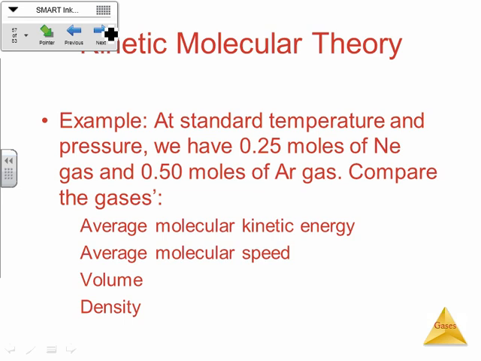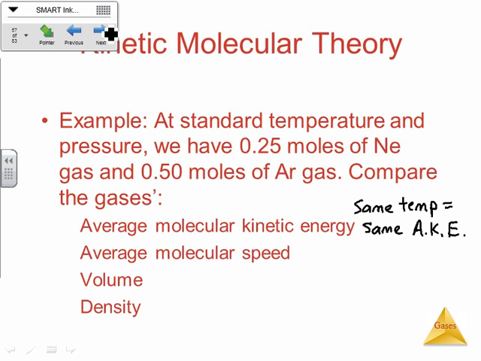But the average molecular kinetic energy, they're both at standard temperature. Okay. Both of these gases are at 0 degrees Celsius. So because they have the same temperature, that equals the same average kinetic energy. I don't think that's really an acronym, but I didn't have room to write average kinetic energy, so they're both going to be the same as far as their average kinetic energy, okay?